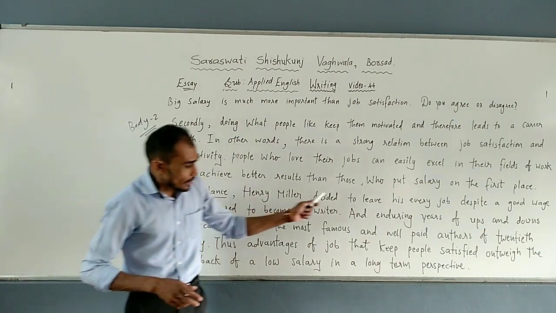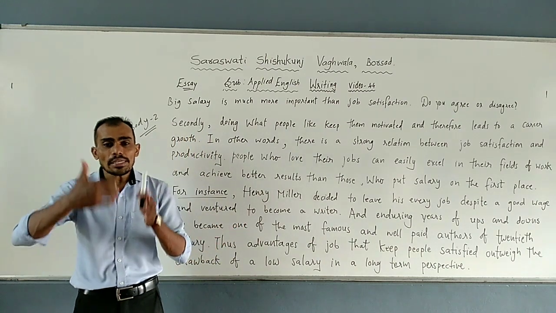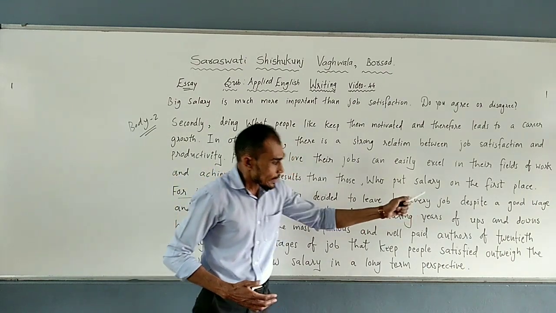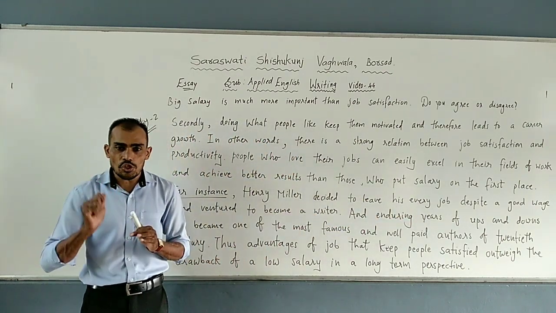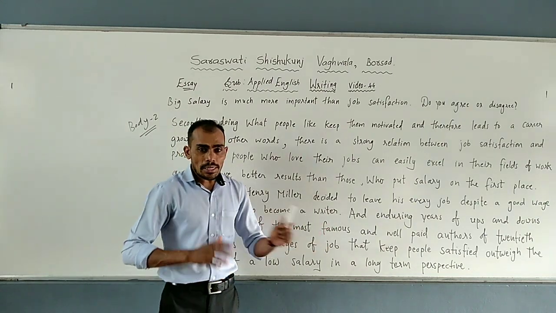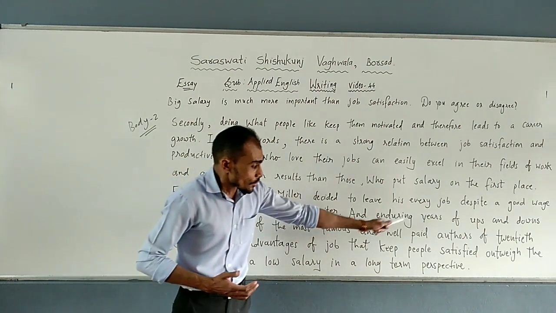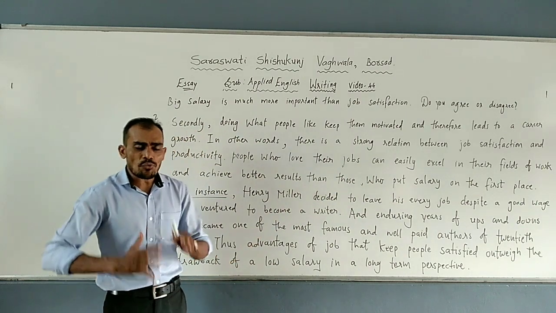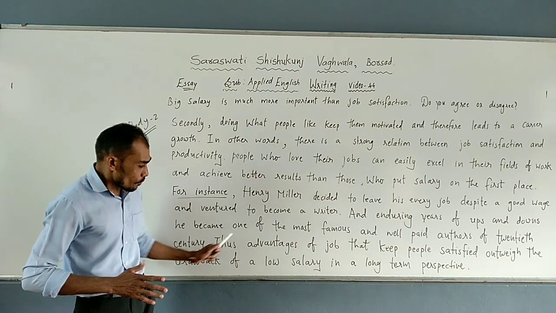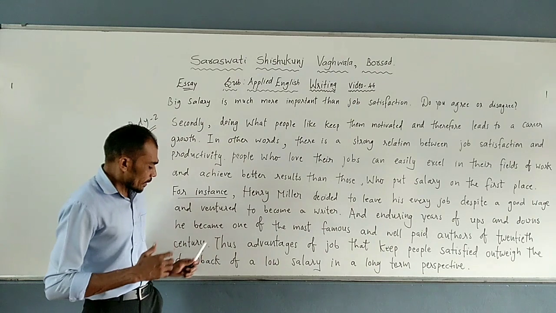Henry Miller decided to leave his everyday job. Henry Miller is one of the authors. He decided to leave his everyday job despite a good wage. He was getting a good wage, okay, a good salary. And ventured to become a writer. He left his job and became a writer, and endured years of ups and downs. Okay, that means he worked hard, and a lot of ups and downs he faced. He became one of the most famous and well-paid authors of the 20th century.